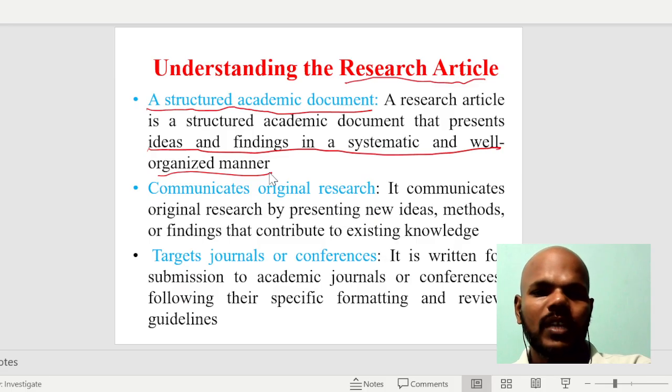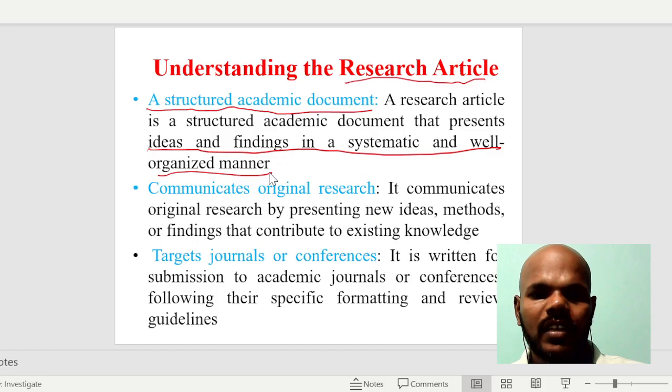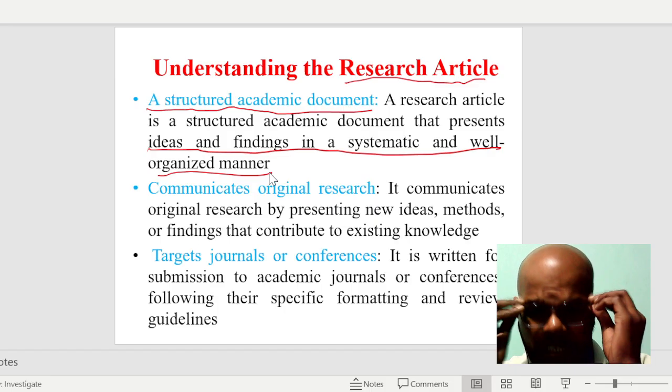That means you cannot write something else. For example, there is an introduction, then related survey, then the proposed method, results and conclusion. So there is a structured manner to write any research article. I cannot start with the background of the research, I cannot start with the conclusion. There is a structured format to write a research article. So that is the first point in what is a research article.